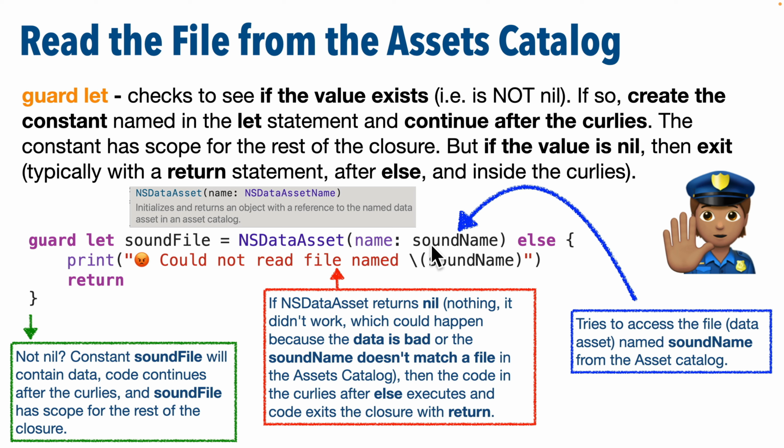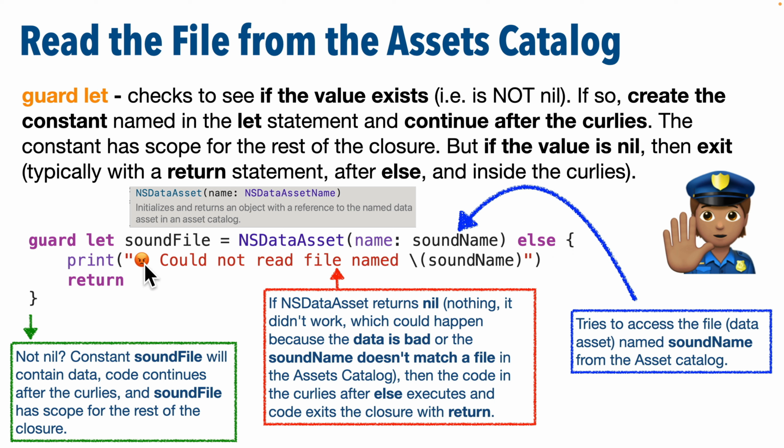Again, this might not work. If we pass in the name of a file that doesn't exist, if the file's corrupt, if any of that happens, we can't create the constant. So if we can't create it, guard won't let us through because the condition that it's guarding to approve isn't met.